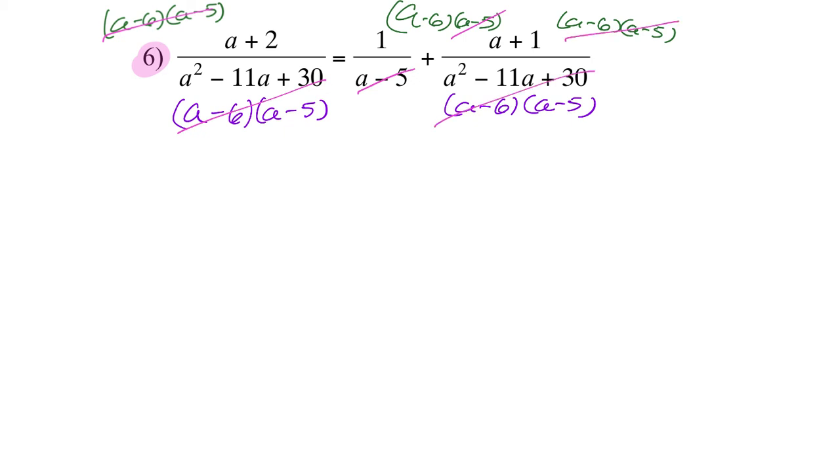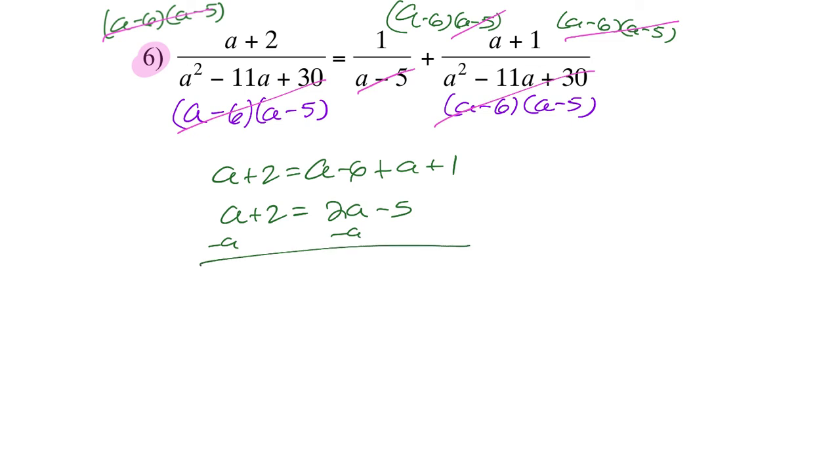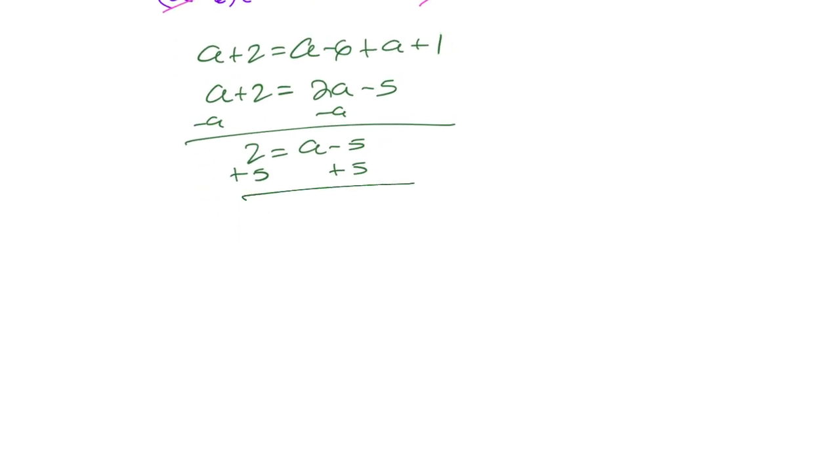So that means that I got a plus 2 equals to 1 times a plus 6, or minus 6. So that means that is a minus 6 plus a plus 1. I'm going to combine like terms. So a plus 2 equals to 2a minus 5. I'm going to subtract the a on both sides. So that means that I got 2 equals to a minus 5. And then I'm going to add the 5 on both sides. So that means that I got a equals to 7.